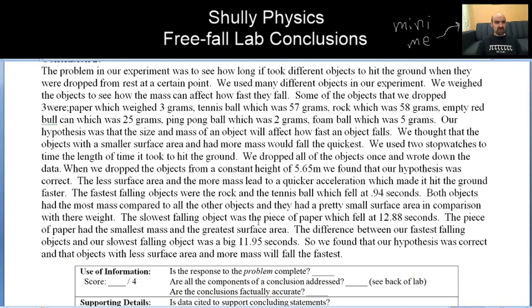Let's look at a few things in this next one. Problem: in our experiment was to see how long it took. Okay, they introduced it here. You don't really have to do that. You can get right to answering the question.